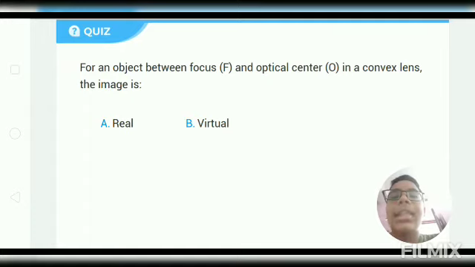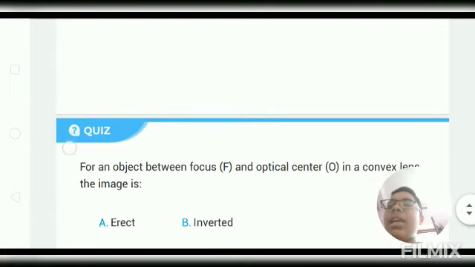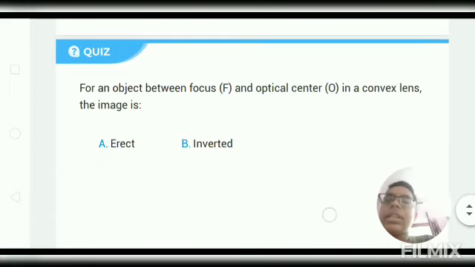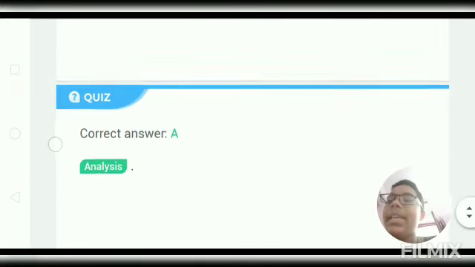Your time and scene. 5, 4, 3, 2, 1. It is a virtual image. Okay. For an object at focus and optical center in a convex lens, the image is... Remember the diagram once. It is an erect image.